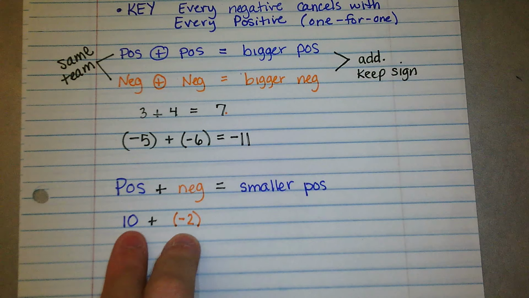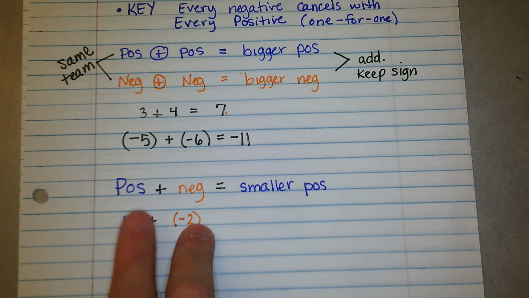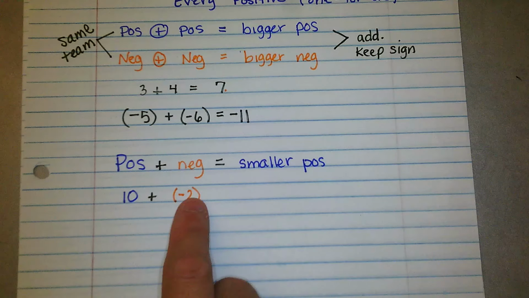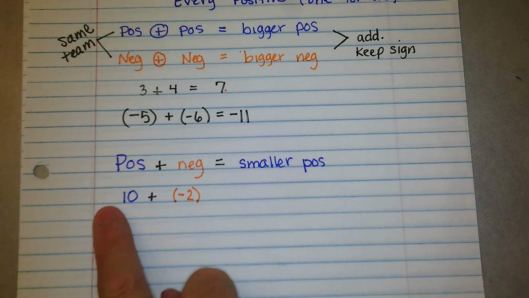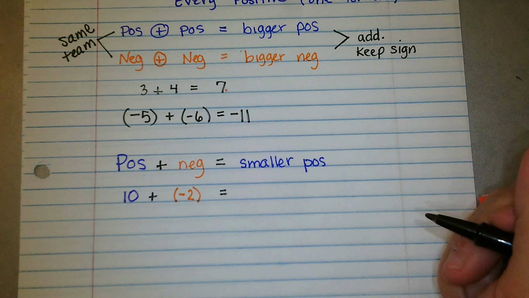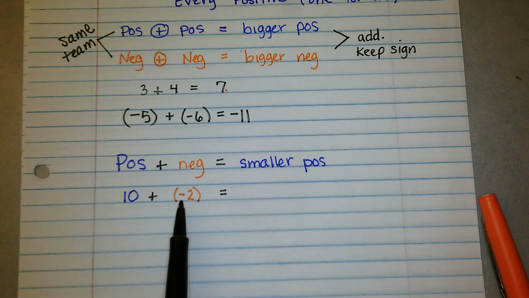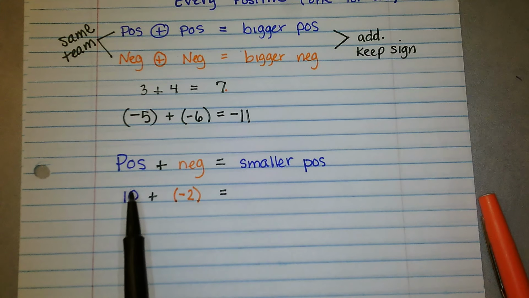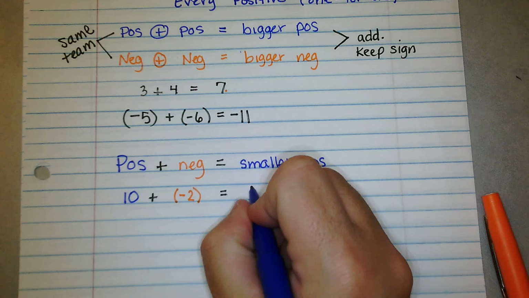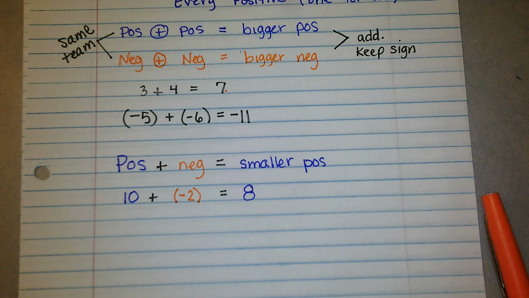So these are on different teams. Because they're on different teams, they're fighting. They're going to cancel each other out 1 for 1. This means that 2 of them are looking at the 10 going, okay, we're definitely not going to make it. All right, there's definitely more positives than negatives. So know that my answer right away is going to be a positive. Okay? The problem is 2 of them are going to take out 2 of the 10. So if 2 of these take out 2 of the 10, that means that there's going to be 8 left. And they're still on the positive team.